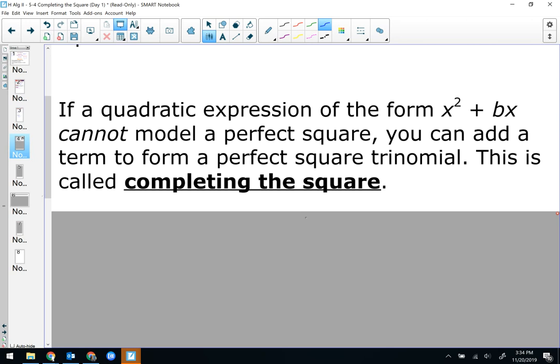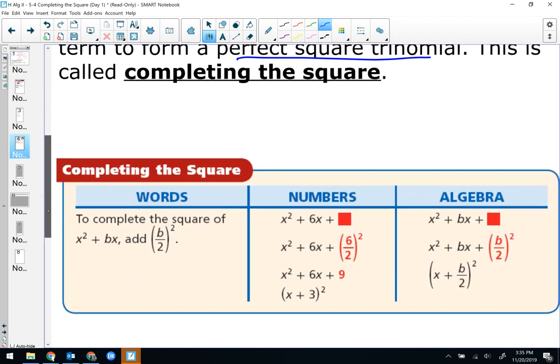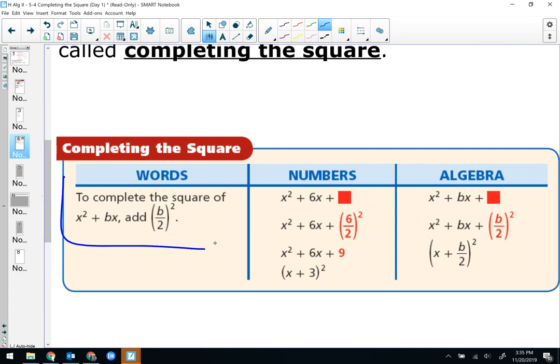X squared plus bx cannot model a perfect square. But what we can do is put something on the right side and add it to that to force it into being a perfect square. It's called a perfect square trinomial. It's got even a fancy name. Okay? Go ahead and write this box down. I would write this box and the algebra box down. We'll do examples. I'll give you a minute.